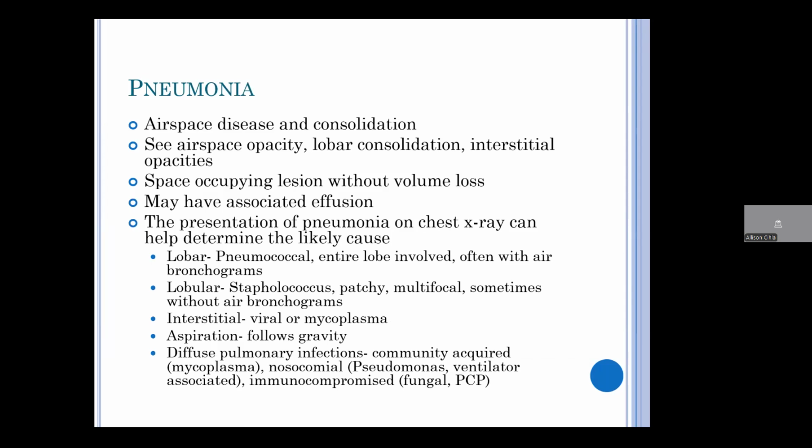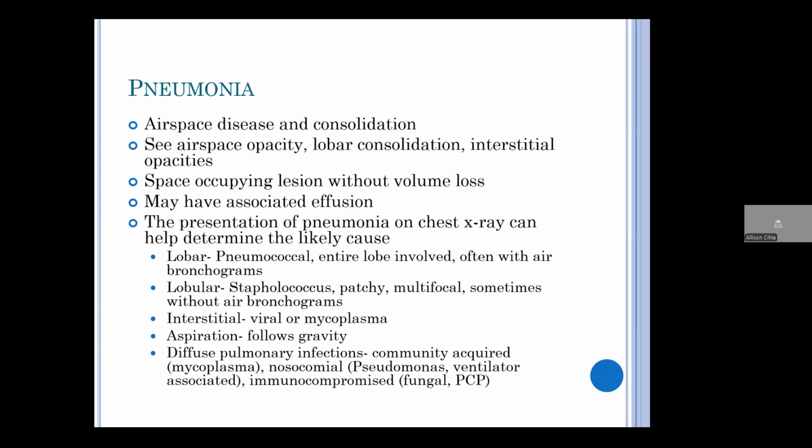So pneumonia can happen in a couple of different ways. You can have a diffuse pneumonia that goes across multiple lobes, or you can have a lobar pneumonia that sits only in one specific lobe. This is a space-occupying lesion, but you don't lose lung volume. So it sits in there, it takes up space, but doesn't cause shifts of the fissure or anything like that. You can have some fluid or effusion with pneumonia.